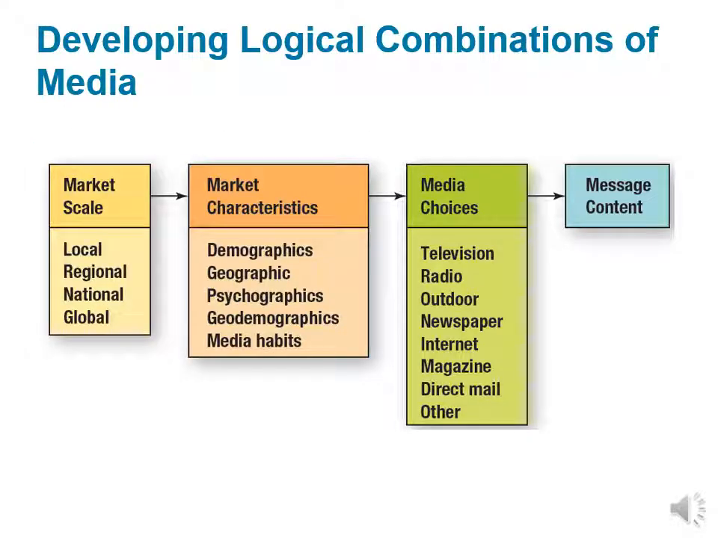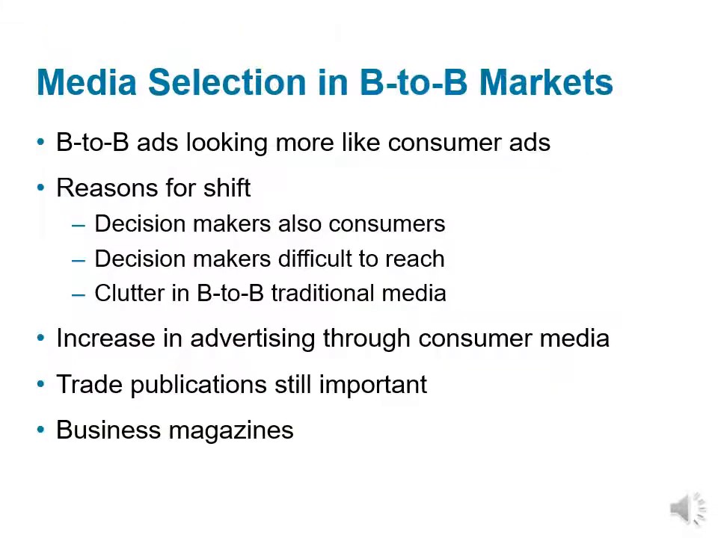Developing logical combinations of media takes planning. It starts by deciding the scale of the media market: local, regional, national, or global. Next comes an understanding of the market characteristics: demographics, geographic location, psychographic profile, and media habits. From this information, decisions can be made about which media is the best: TV, radio, outdoor, newspaper, magazines, or direct mail. Last comes the content.